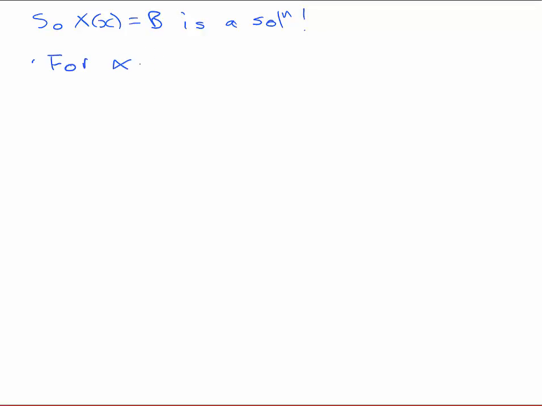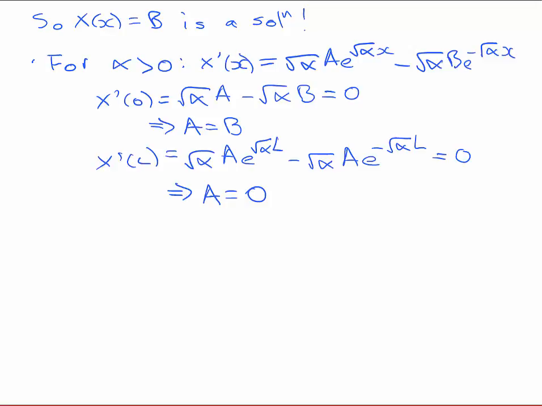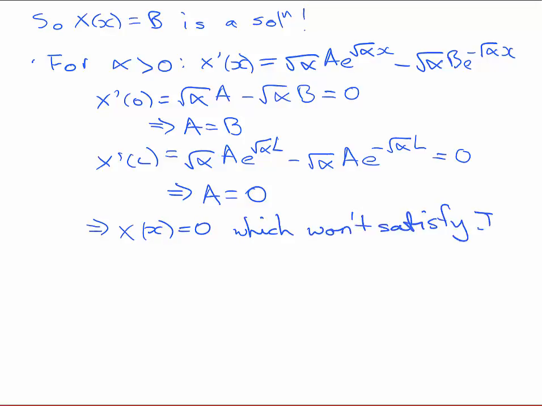And what about when alpha is greater than 0? Remember that was the exponential solution. The boundary conditions here, first implies a is equal to b, and the second then says that a is equal to 0. So b is 0, giving us X equal to 0 everywhere. And we don't want that because that will imply that u is 0, and that won't allow us to satisfy the initial condition, u equal to x. So we're going to ignore the case alpha greater than 0.